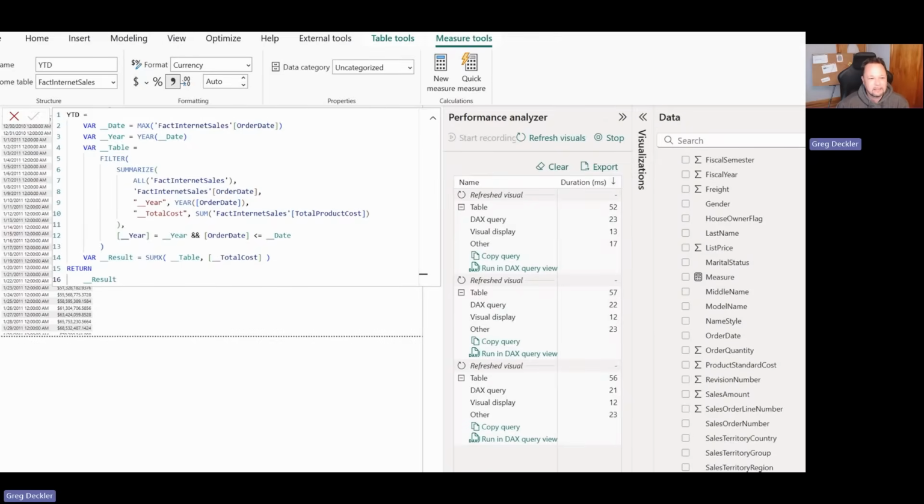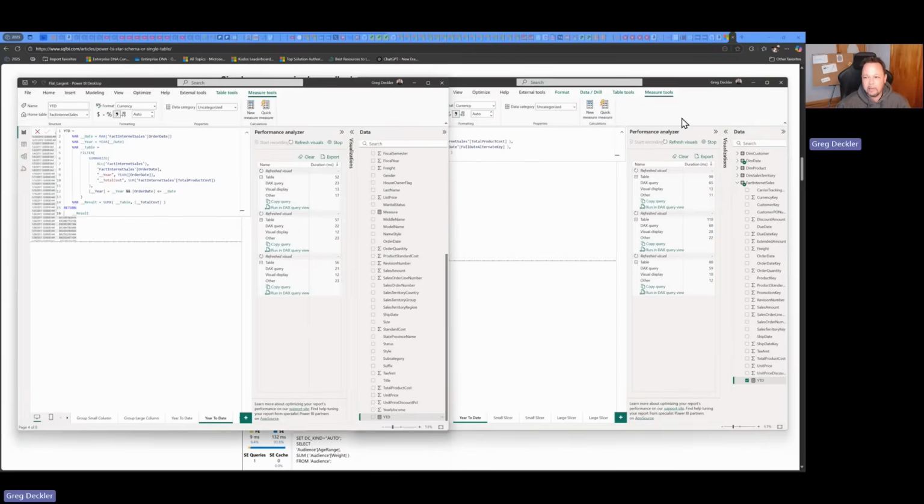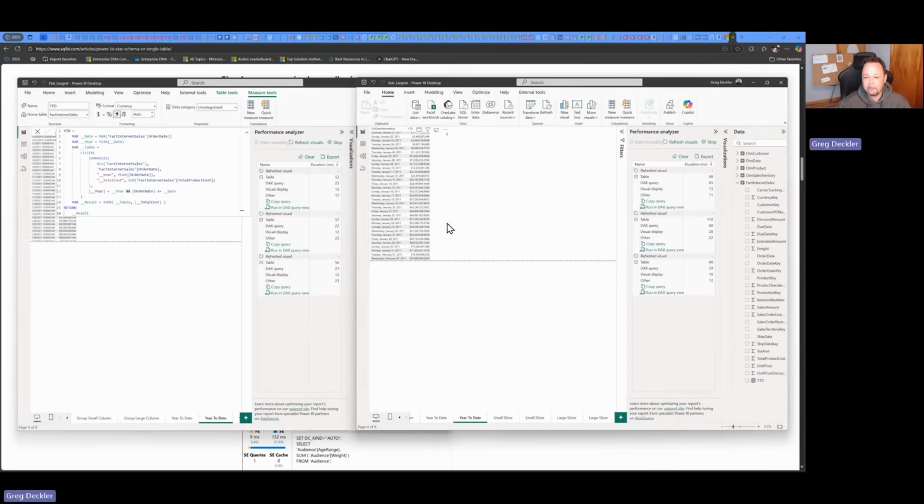So this is the year-to-date, and it returns the exact same result. It looks like obviously a lot more code and more complex potentially, but it's faster on a flat table than the star schema year-to-date, right? This is significantly faster, 3 times as fast.